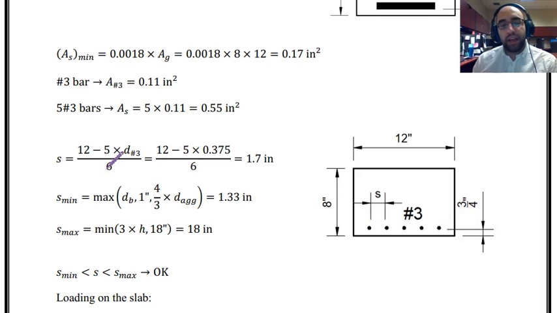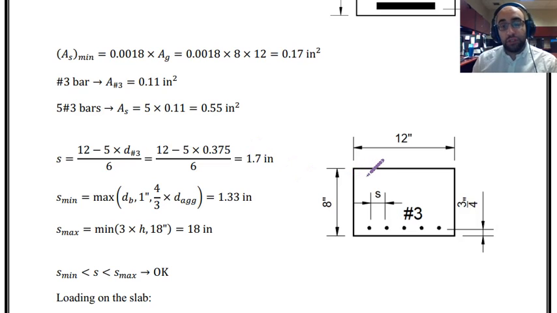The spacing that we have between bars is equal to 12 inches minus 5 diameters of the bars, because I have 5 bars, and then divided by 6, the spaces that we have between these bars. And as you can see, these are 1, 2, 3, 4, 5, and 6.